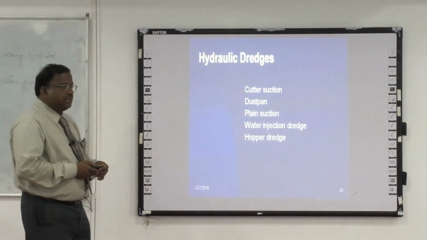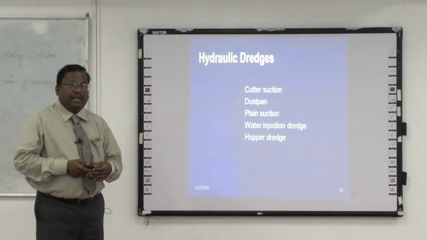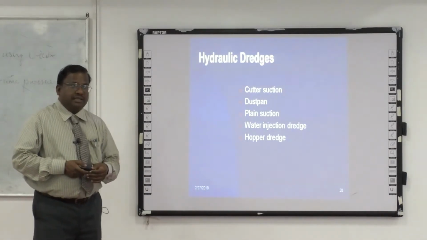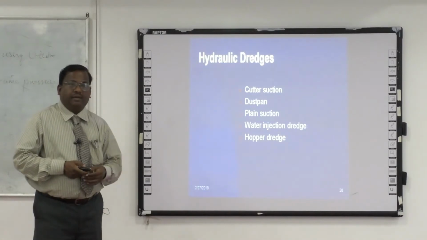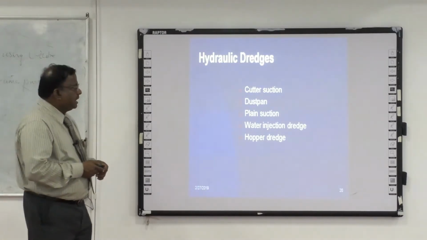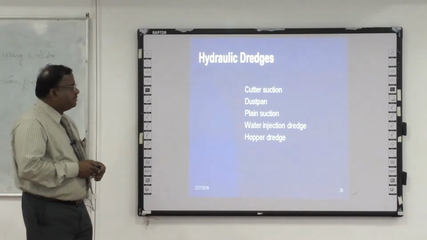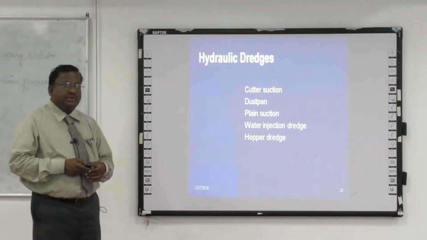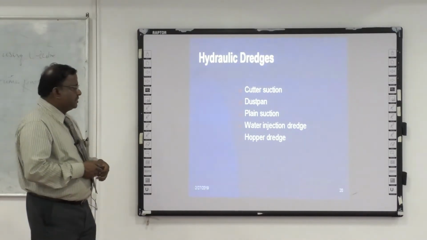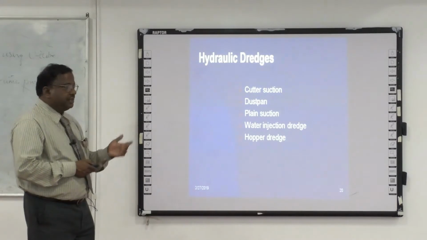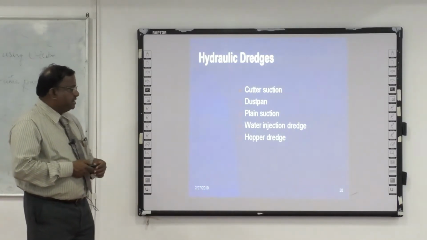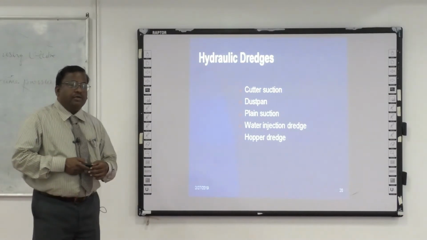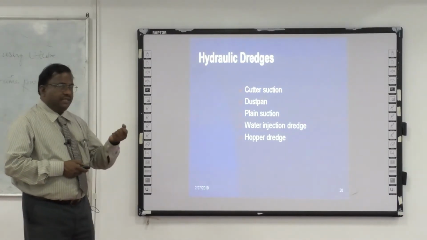So the cutter suction dredgers are used exclusively where the soil has a rocky base. If the seabed has a rocky base, the cutter suction dredgers are used. Dust pan is used where we have colloidal substances. Then plain suction dredgers, water injection dredgers, hopper dredgers. Plain suction dredgers are used where the liquid material is enormous, we can suck that.